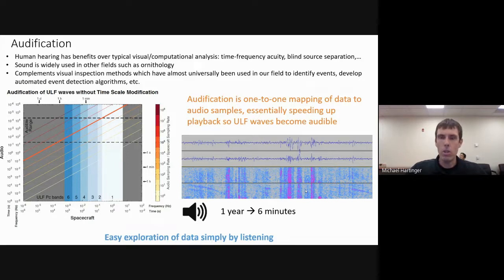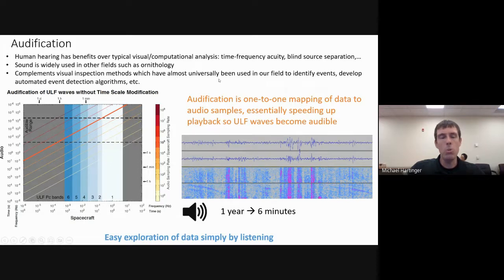So it's kind of like our ears are just good at picking out certain types of patterns that might be more elusive if we were just using visual identification. And like I said before, we were using audio before in heliophysics. We just don't use it a lot now, but it's still used widely in many other fields, like people who study birds, for example. It's a central part of their research methodologies. And it can complement visual inspection methods.